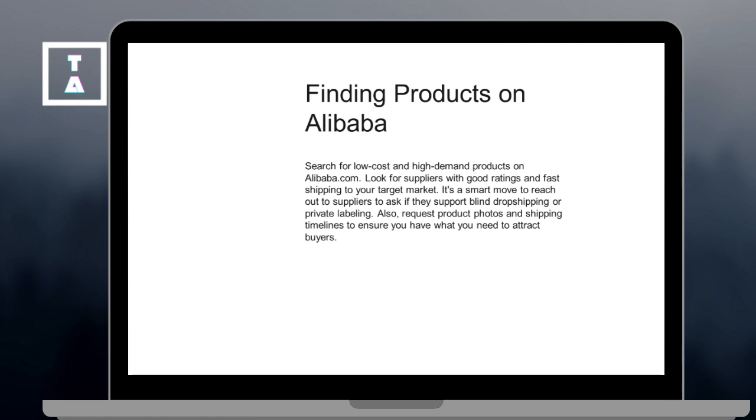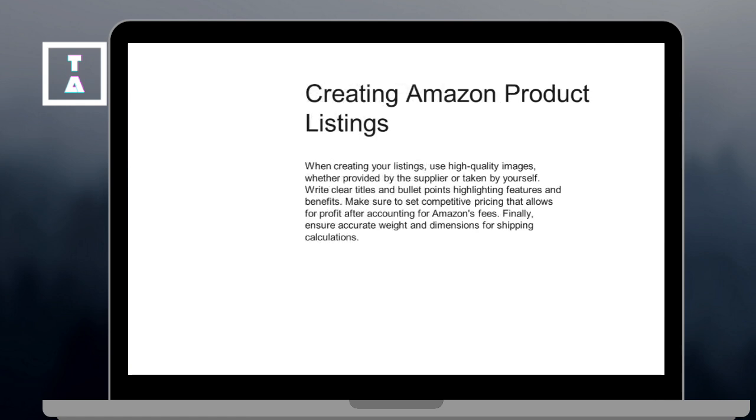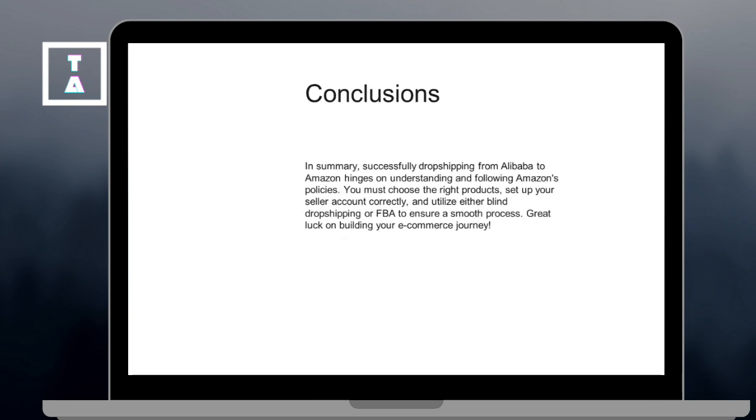All you need to do is use the photos from the supplier or take your own, and then you can add a clear title, bullet points with the features and benefits of your product, competitive pricing, accurate weight and dimensions, and you must upload your own branding if you're doing private label.